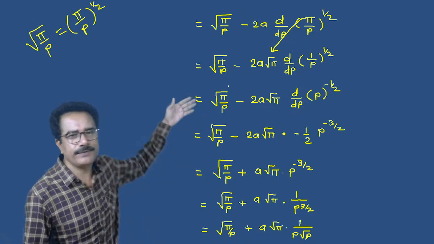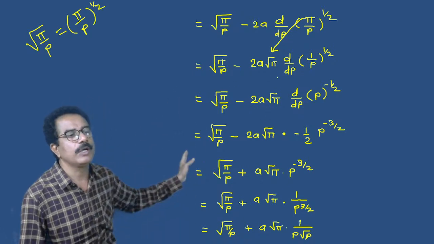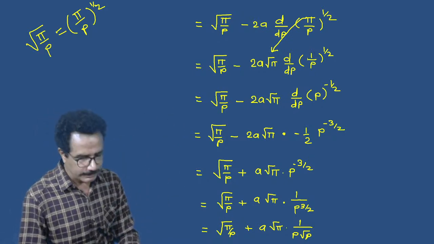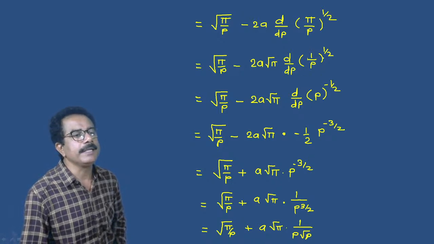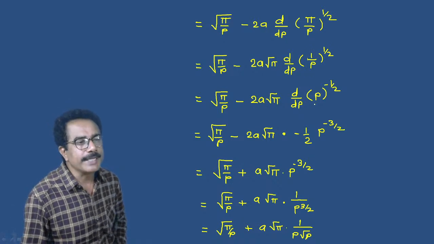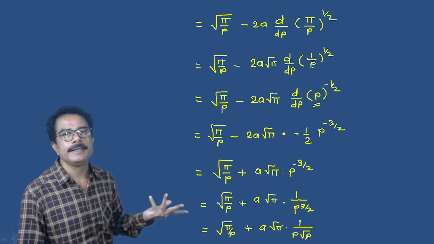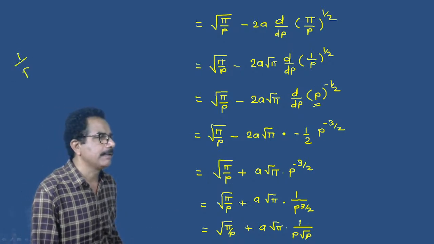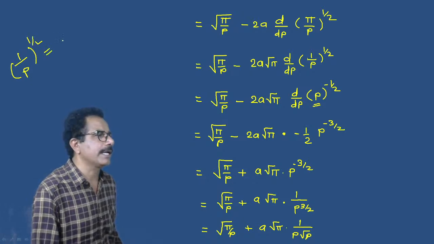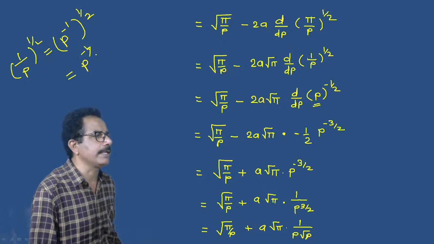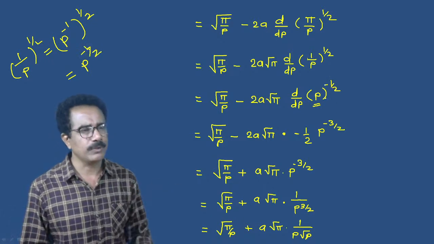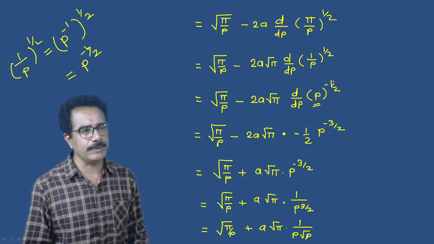So 2a, keep this first term as it is. There is no change up to the last. We have to solve only the derivative. Our aim is to solve the derivative. Okay. So now 1 upon p raised to 1 by 2. So we can write 1 upon p with its power 1 by 2, so we can write p raised to minus 1, its power 1 by 2. So we get p raised to minus 1 by 2. Okay, this is the rule of index. So p raised to minus 1 by 2.